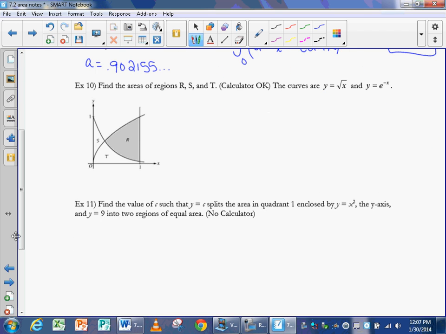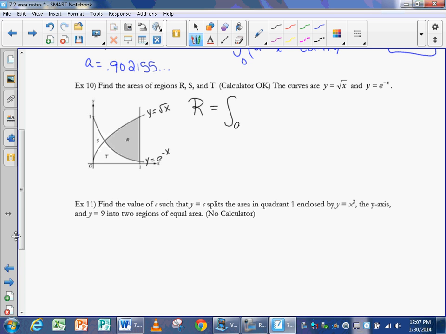Okay. Find the regions of R, S, and T for the curves here, and they tell me that the curves are y equals radical x and y equals e to the negative x. Again, I'd like you to hit pause on your computer for a second and try this one on your own. Once you think you have it, unpause and come back to me. So I'm going to pause. You hit pause.